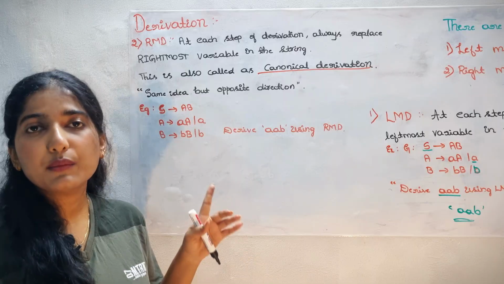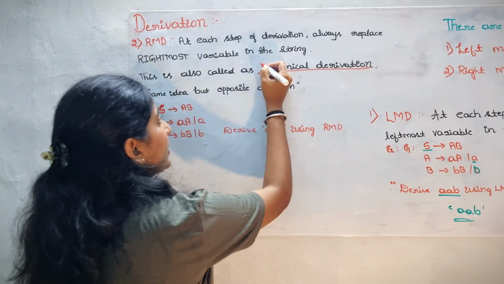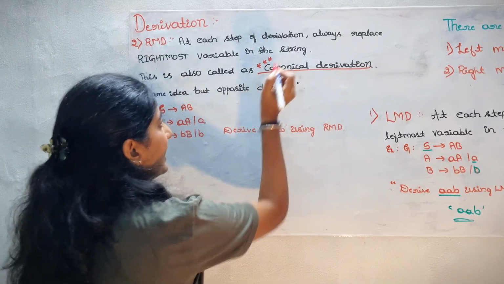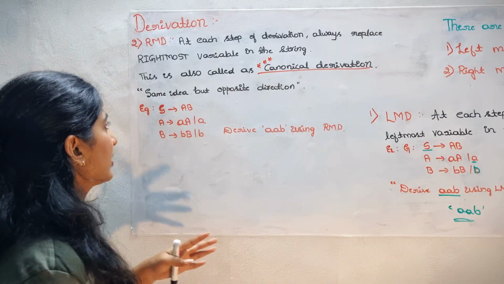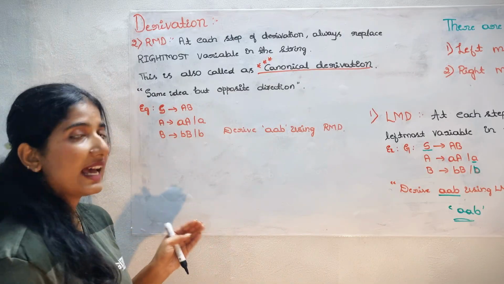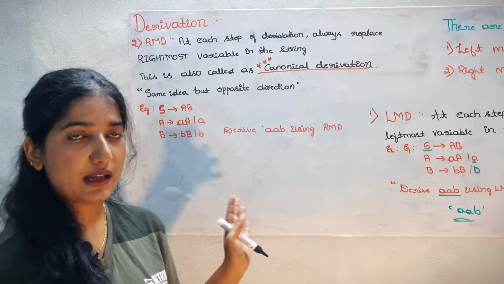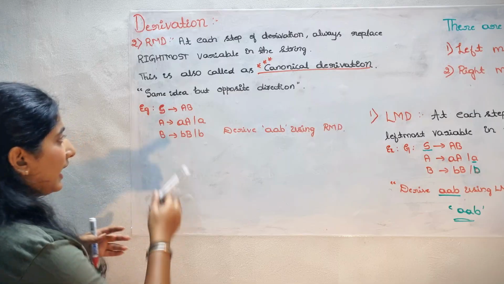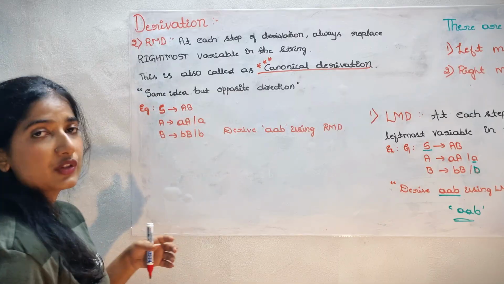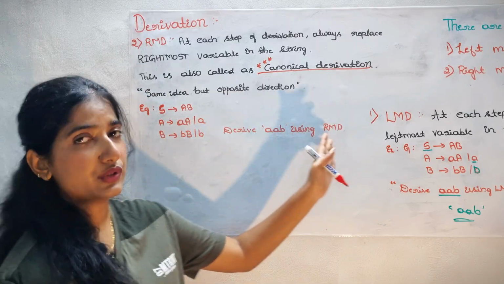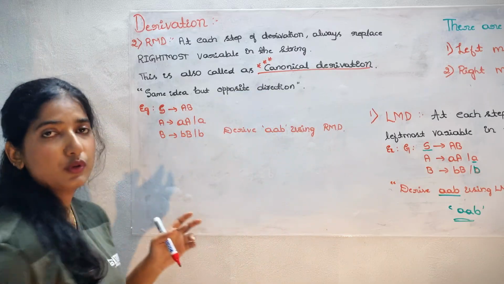Remember this one from the exam point of view. Okay, so this is also called canonical derivation. So it is the same idea as LMD but in the opposite direction. So let us see the example. Okay, so here S derives AB. So we have to derive AAB using RMD, and we have some rules.